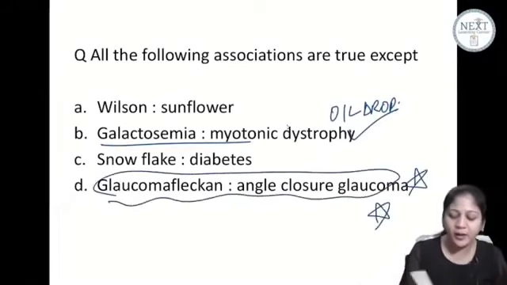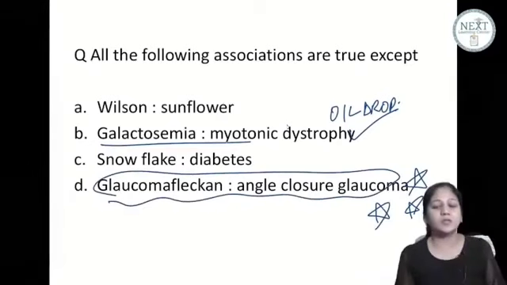Where do you have glaucoma flecken? So, a very important expected question. Where do you have glaucoma flecken? It is angle closure glaucoma.